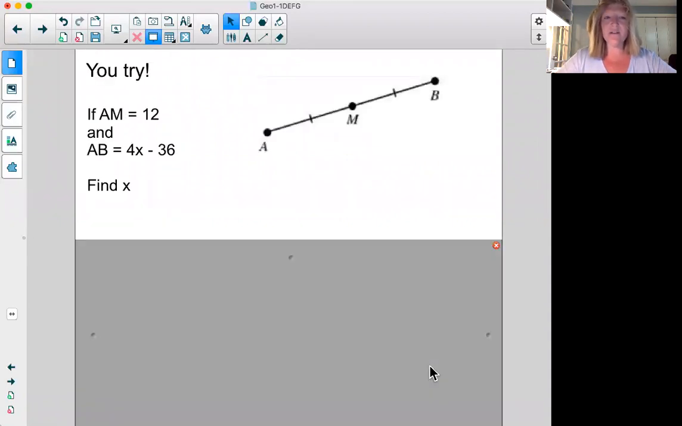Here's another practice problem. Be careful and look carefully at what you're given. So pause, practice on your own paper, and then press play.